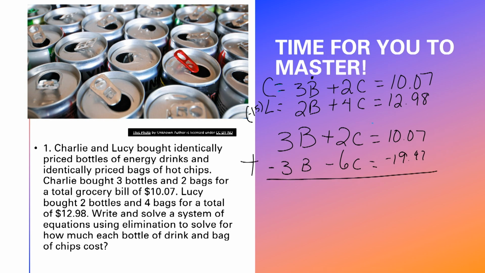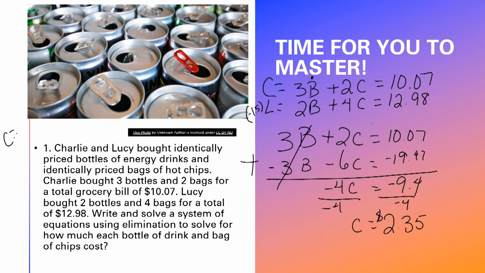I'm going to add these. Positive 3b plus a negative 3b cancel. Then I have 2c plus a negative 6c gives me a negative 4c. 10.07 plus a negative 19.47, I get negative 9.4. I want to make sure that I am isolating that variable, which is c, so I'm going to divide on both sides by a negative 4. So my amount of chips is going to be $2.35. So let's put that over here. So my chips equals $2.35.